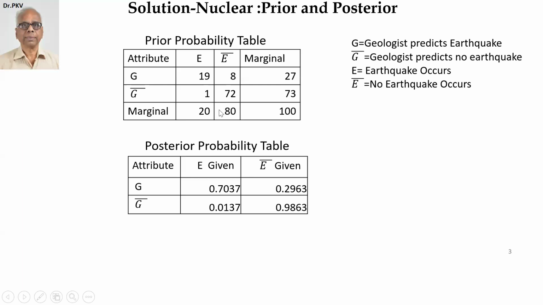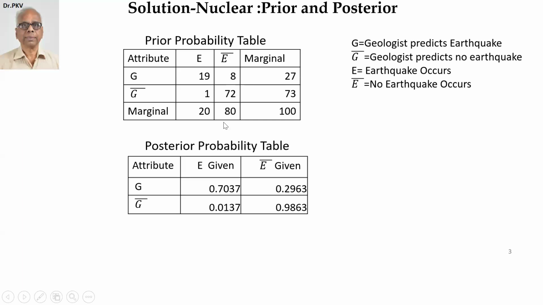Similarly, 80 is the situation of no earthquake, and 90% of the time the geologist is correct in predicting no earthquake. So 90% of 80 is 72. So 72 out of the 80, the geologist is correctly predicting no earthquake. But the geologist has gone wrong 10% of the occasions, and therefore 10% of the time the geologist predicts the earthquake when there is no earthquake. So 8 out of the 80 is wrong. 72 out of the 80 is right.